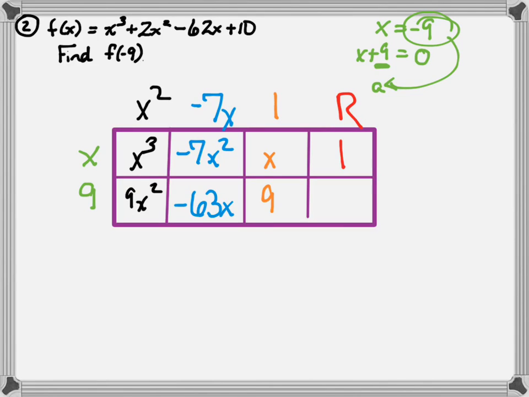So check your work. Remember, when we're adding the 9x squared, that's going to need to get to a 2x squared, so we need a negative 7x squared. We had a negative 63x. We needed to get it to a negative 62x, so we just need to add an x. And then we just need to add a 1. So what our answer is, f of negative 9 equals 1.